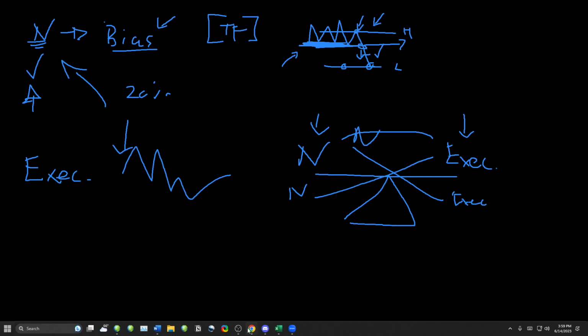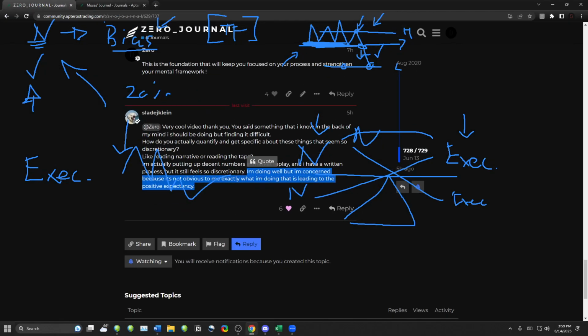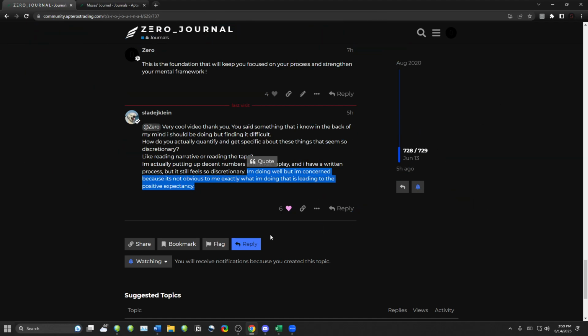I can't say for certain, but if you're somebody that's doing a lot of tape reading or discretionary trading, my guess is that you're executing on a very regular basis on both sides of the market. But I don't know your process, so I'm speaking a little out of turn here. But in general, this is the idea, right? This quote in particular is what you have to remedy in your trading. You have to know exactly what is leading to the positive expectancy. And the best way to do that is to start thinking about everything that you're doing and putting them into their own buckets for measurement.